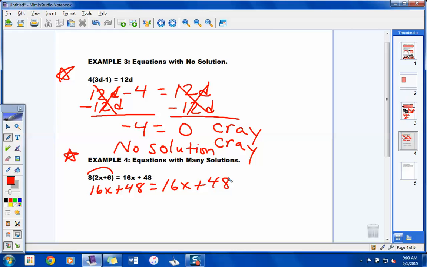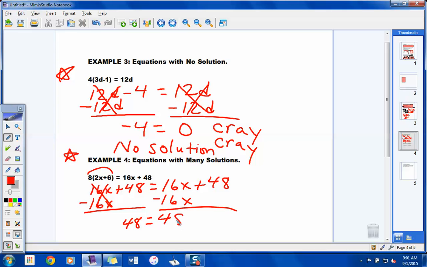Okay. Well, I've got 16x on both sides, so what should I do? Subtracting 16x from both sides, right? And when I do that, what do you get on the left side? So this is going to cancel, but what value is still here with the 16? 48. On the right side, what are you going to be left with?